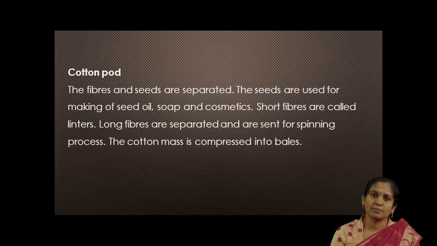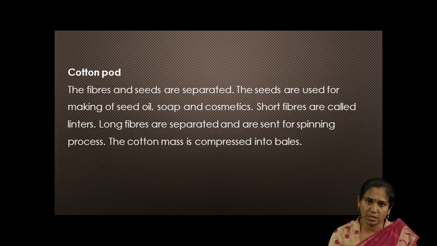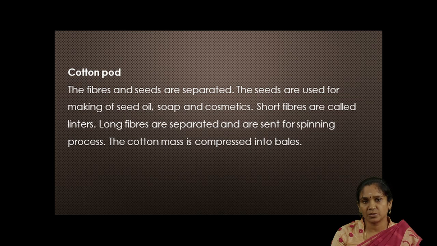First one is the cotton pod. The fibers and seeds are separated. The seeds are used for making seed oil. The seed oil is used to make soap and cosmetics. Short fibers are called linters. Long fibers are separated and then sent for the spinning process. Cotton is a mass compressed into bales.